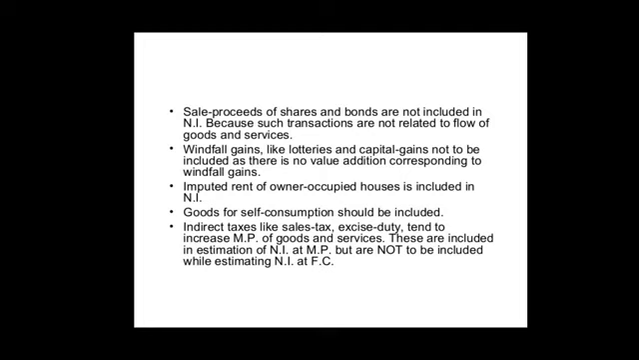Imputed rent of owner-occupied house is included in national income, as these houses provide services to those who occupy them, and its value can be easily estimated from the market value data. Goods for self-consumption, or we can say the value of production for self-consumption, must be included in the calculation of national income.